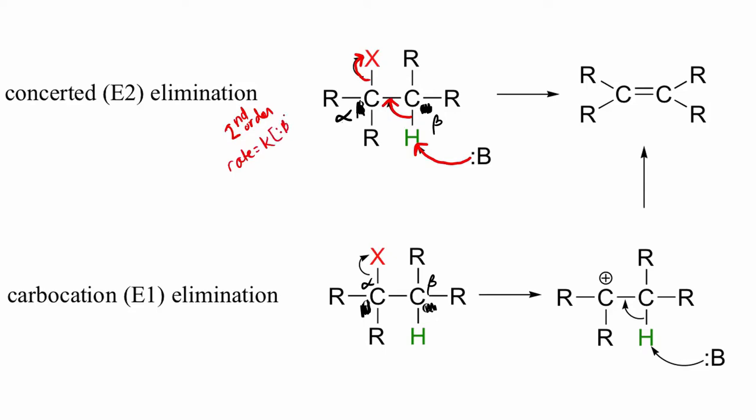In the E1 elimination, we're going to make that carbocation first, and the carbocation is going to be your alpha carbon. Then you're going to look at your beta carbon, remove the hydrogen, drop that down, and then you form your alkene.